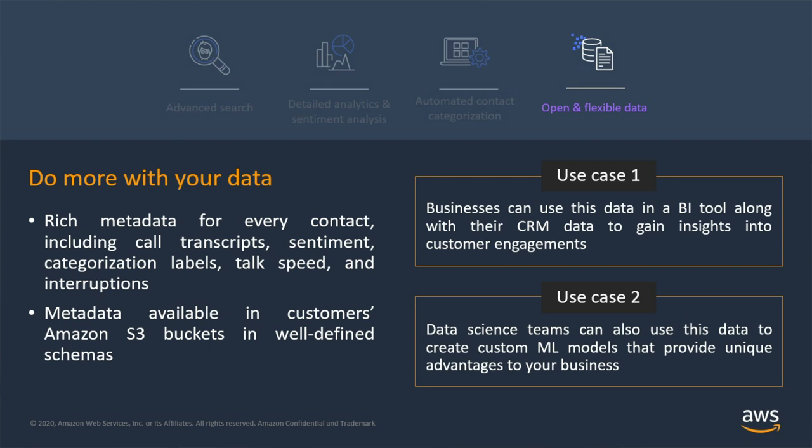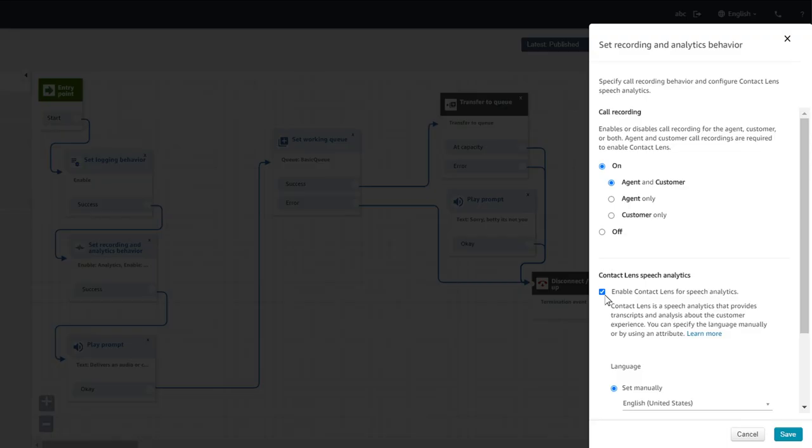Getting started with Contact Lens for Amazon Connect is easy. You can configure which calls to analyze in the Amazon Connect contact flow settings by selecting the Contact Lens speech analytics option in the call recording and analytics block. Once that's done, Contact Lens will automatically start analyzing your calls. Customers like Intuit and Accolade have been using Contact Lens during preview to analyze calls and improve their customer care experience. Contact Lens is now generally available to use today.